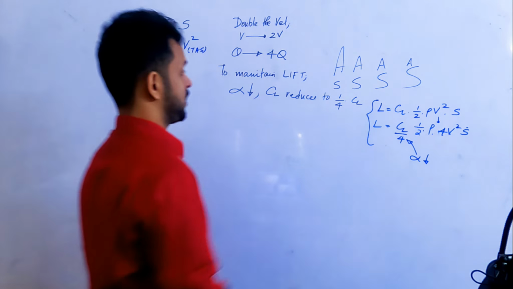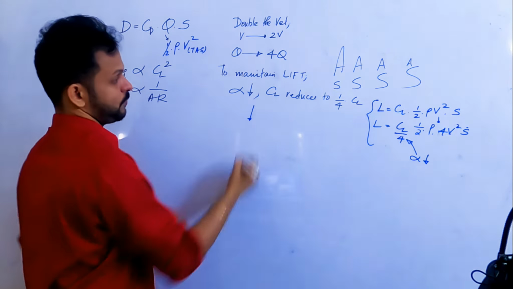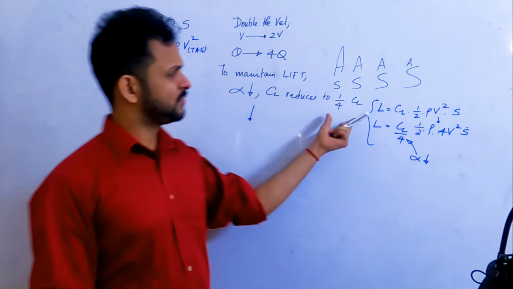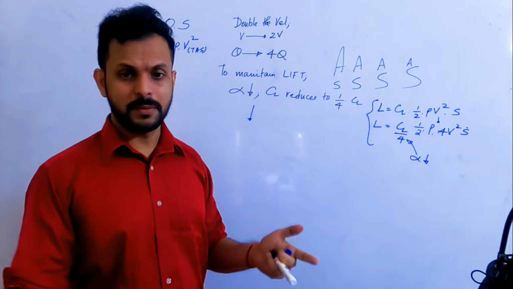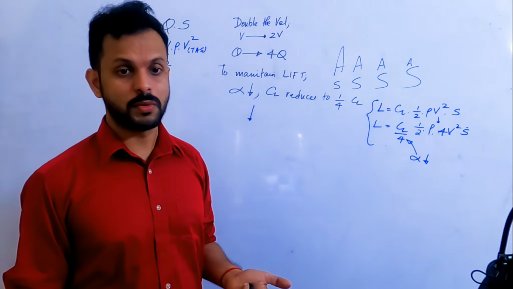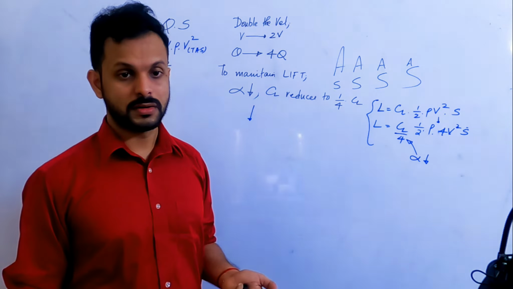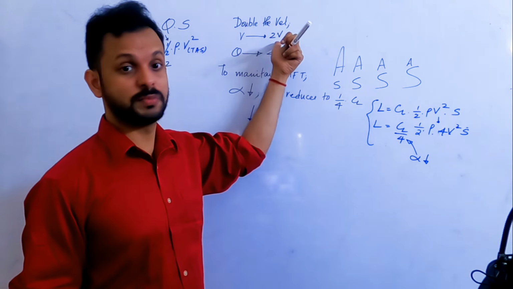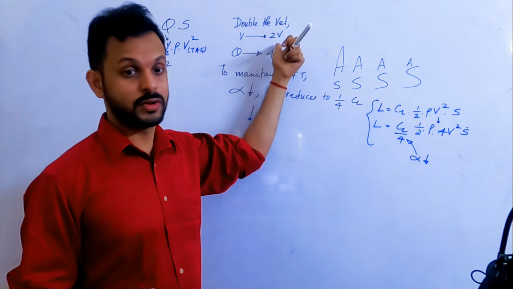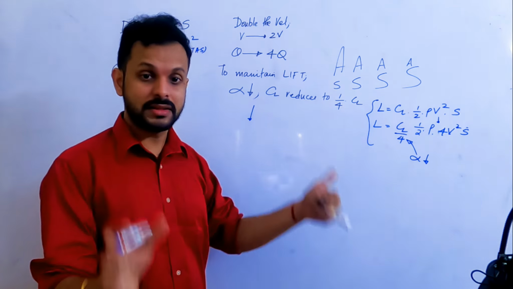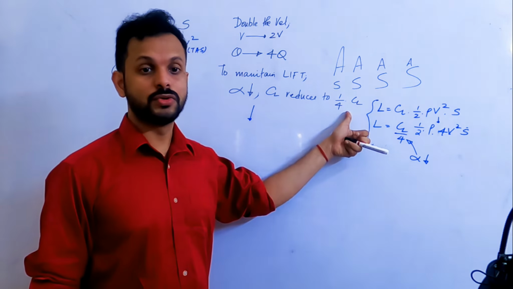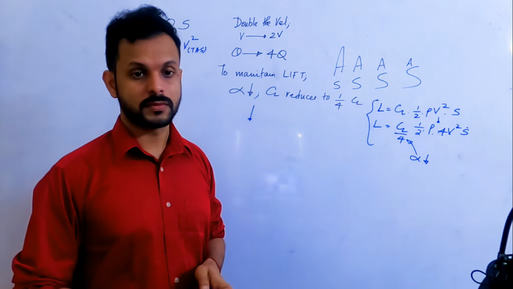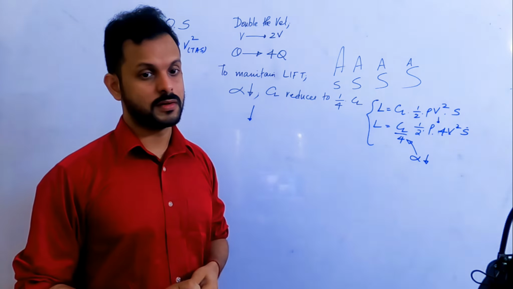Now, when you reduce your coefficient of lift by 1 by 4, what is the meaning of that? What have you done here? Physical meaning: you have reduced the ability of the wing to produce lift. But the wing is going to produce the same amount of lift because now you have increased the speed. What will this do to the induced drag? It will also reduce.